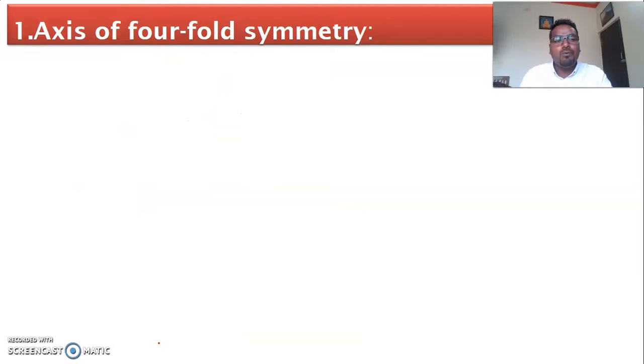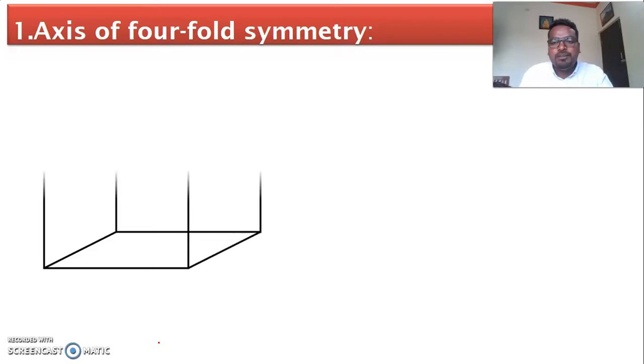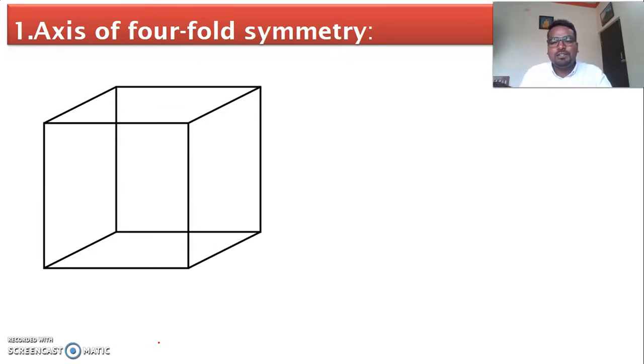axis of fourfold symmetry. Fourfold symmetry means here also we pass a line or axis through the crystal, and we allow the crystal to rotate about that axis, and thereafter we get the same appearance four times. That's why it is called a fourfold axis of symmetry. So if you consider this cube, in the case of a fourfold axis, the line passes through the center of two faces. So it passes through the center of two opposing faces.